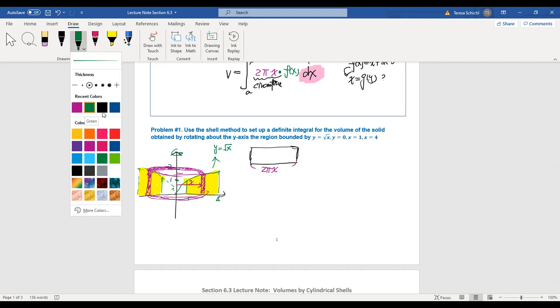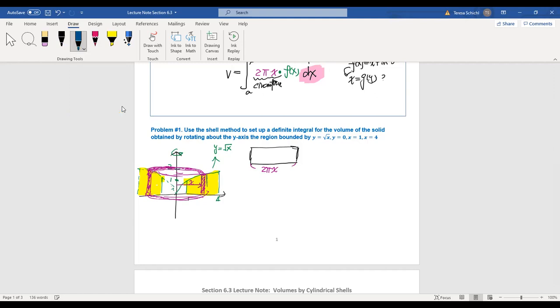Now let's take a look at the height of this little strip, from here to here. What is this height? This is a function, y equals the square root of x, so the height is the square root of x. Make sure the color coding is right. Now I can use the Riemann sum concept. The volume will be the length times the height, so it's 2 pi x times the square root of x.